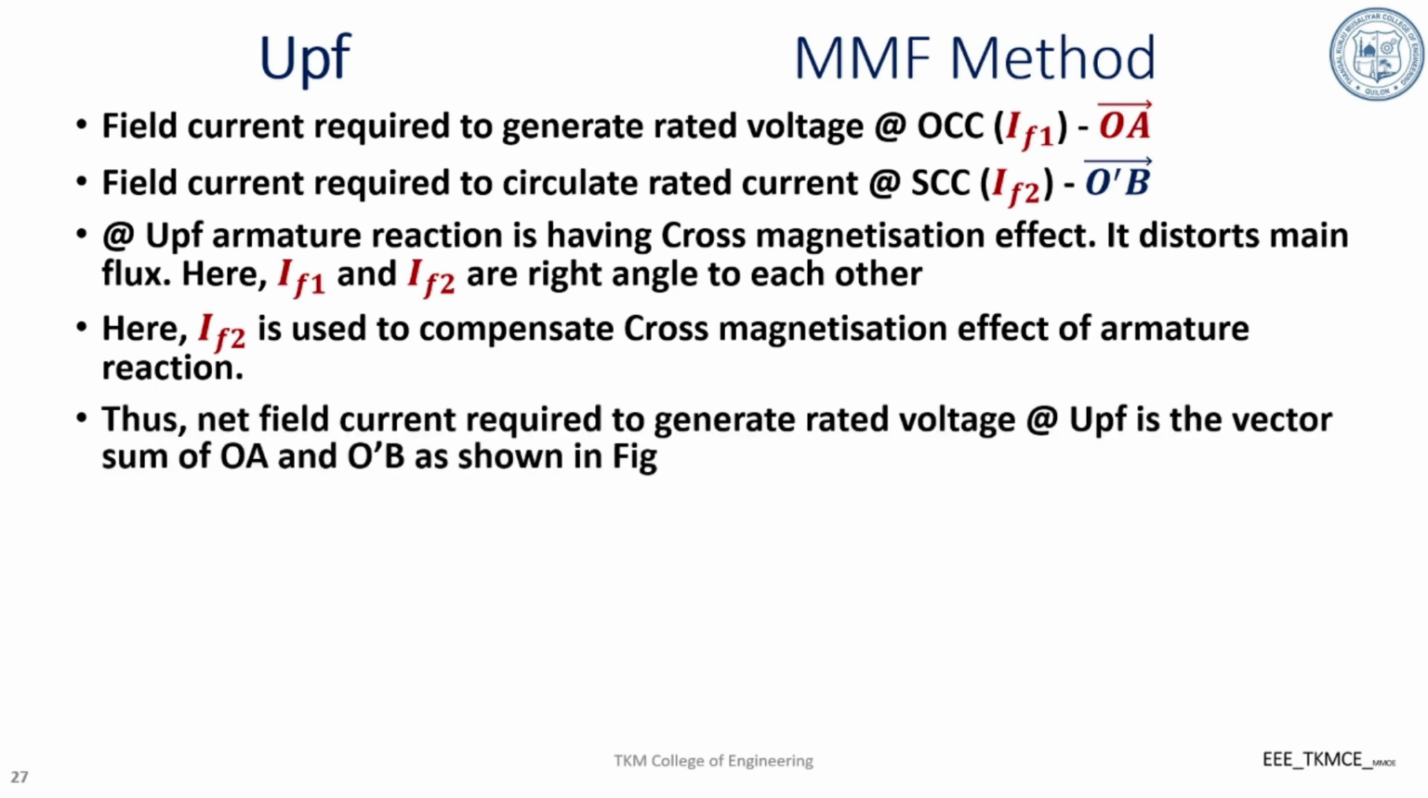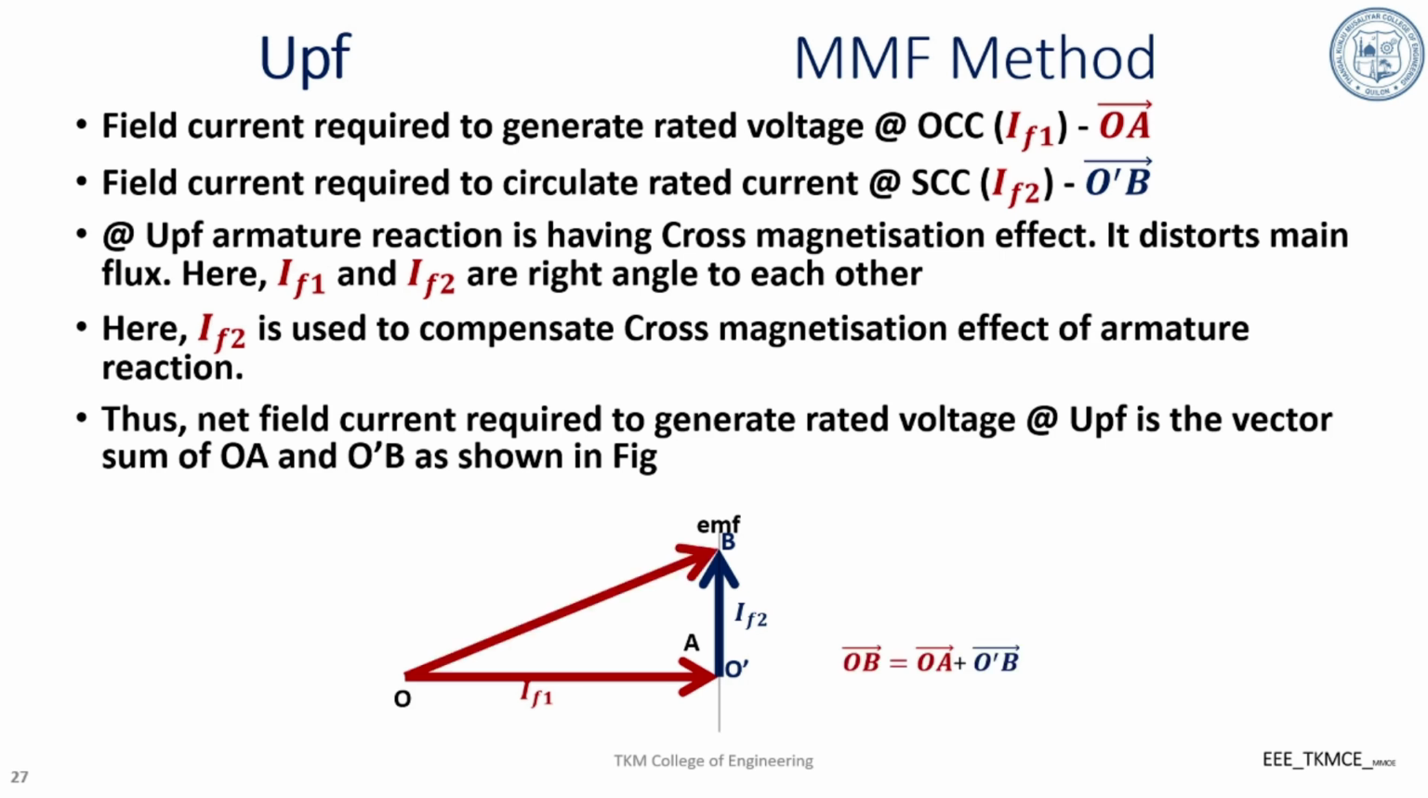So the net field current required to generate rated voltage under unity power factor condition is the vector sum of OA and OB as shown in figure. This is the field current required to generate rated voltage under open circuit condition. This is the induced EMF. As the power factor of operation is unity, the IF2 phasor is in phase with induced EMF. So the resultant field current is the vector sum of OA and OB. This is the resultant field current OB.